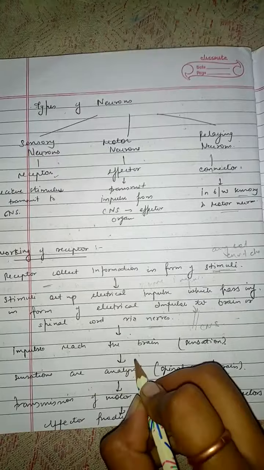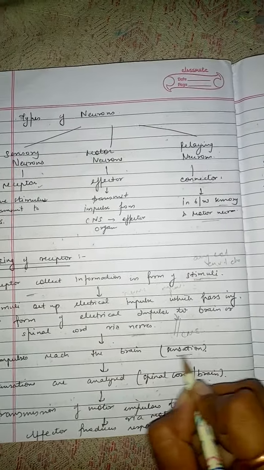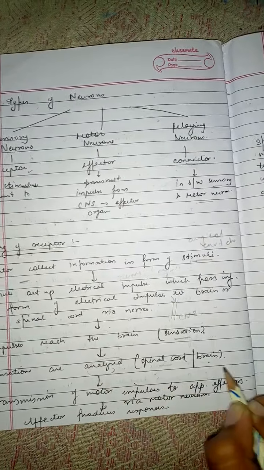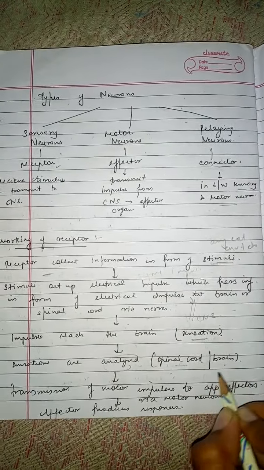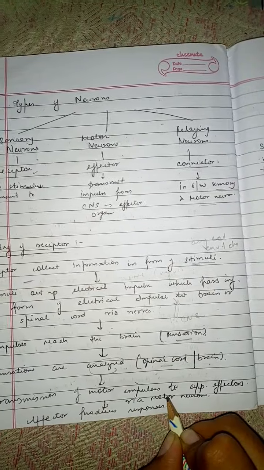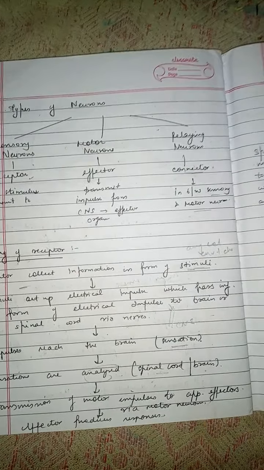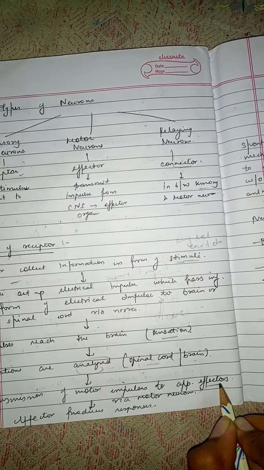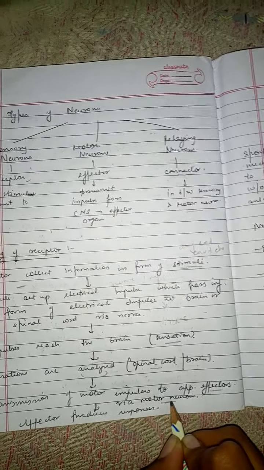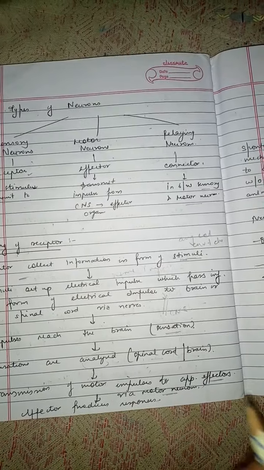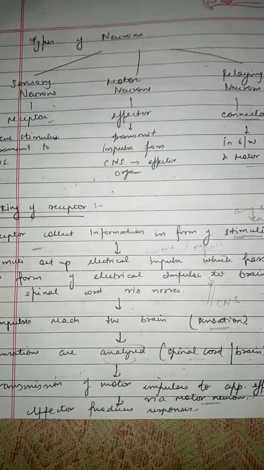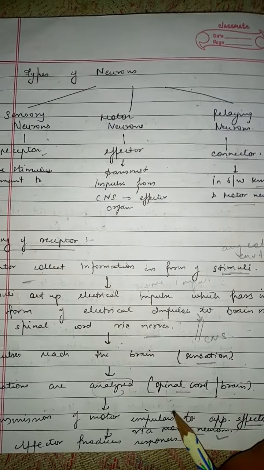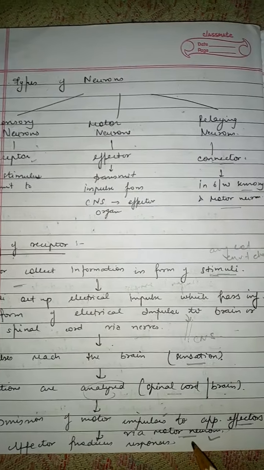These impulses reach the brain, and in the brain these are called sensations. These sensations are then analyzed either by the spinal cord or by the brain, and from there they are transmitted as motor impulses, which are then transported to the effector with the help of motor neurons. Whenever a motor neuron transmits a motor impulse, the effector produces responses.